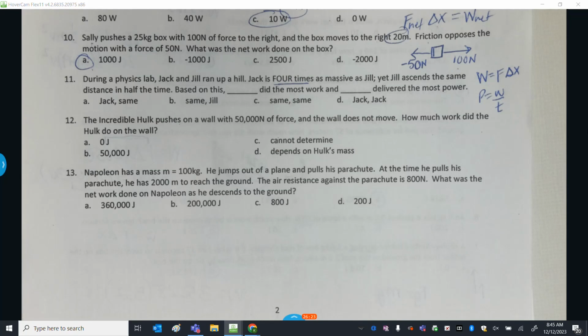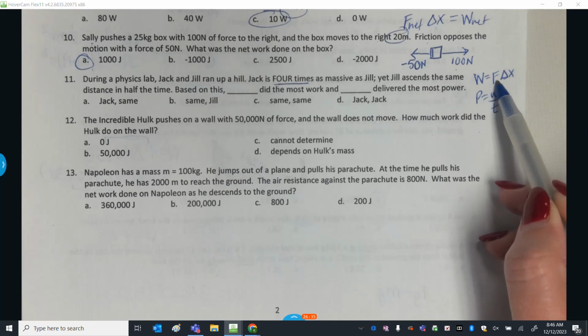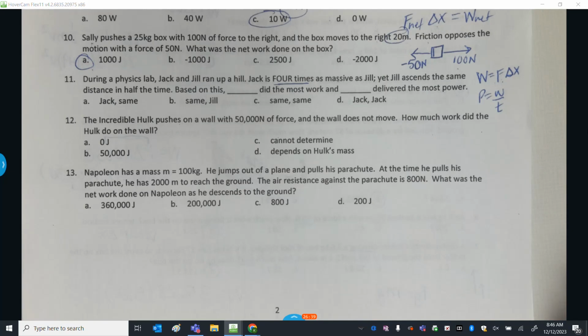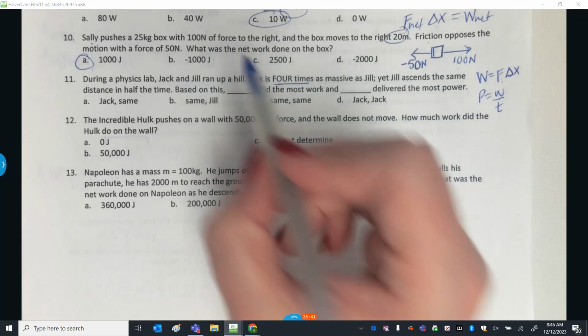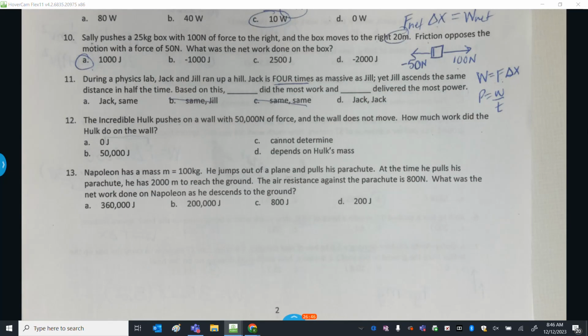If he has 4 times as much mass, he will have 4 times as much weight, which means he will have to use 4 times as much force to get to the top. And when I look at this, that means that if I have a 4 times bigger value here for F, I'm going to get more work. And so Jack does more work than Jill. So I can eliminate B and C right off the bat. It's either A or D.